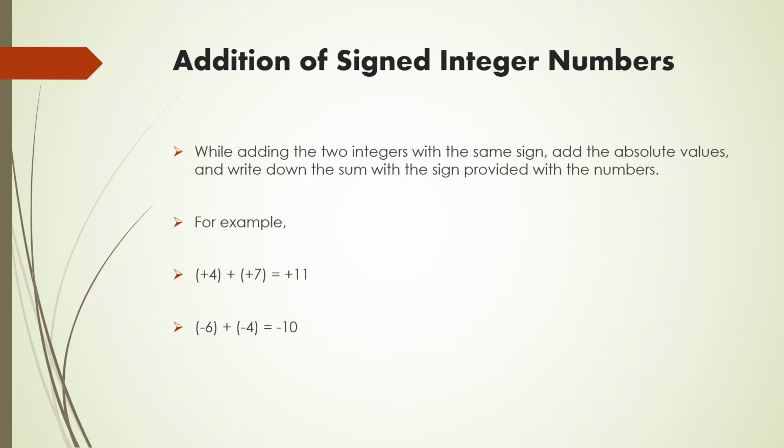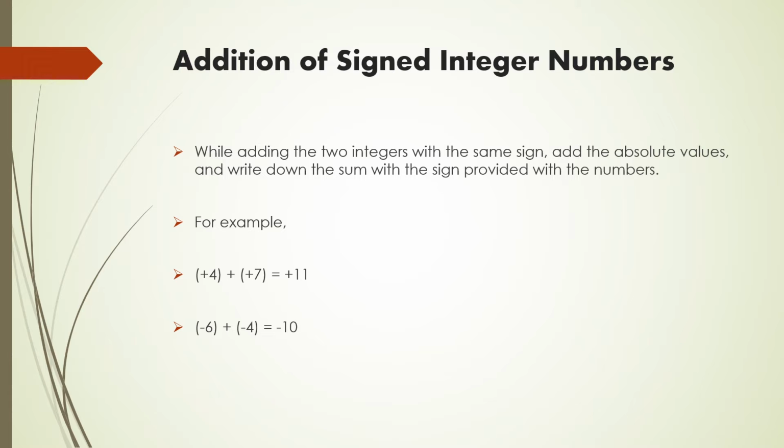First we will understand when both of them have the same sign. While adding two integers with the same sign, we need to add the absolute values and write down the sum with the given symbol or sign provided with the number. Here in example number 1, we can see it is written +4 + 7, which is equal to 11. First we will add the absolute values 4 and 7, which in turn gives us 11, and here the given sign is plus, so we will write plus.